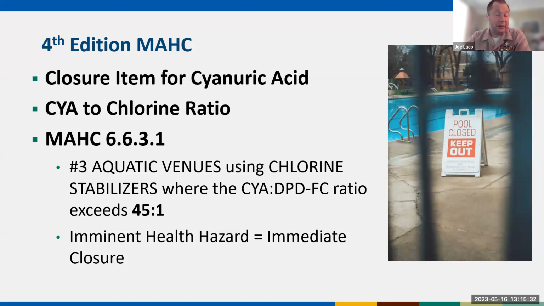We had considered an upper max limit for the amount of CYA found in a pool. There was a proposal for, I think, 300 parts per million. There just wasn't the right justification and the adequate data to go with that. So that one was actually rejected.